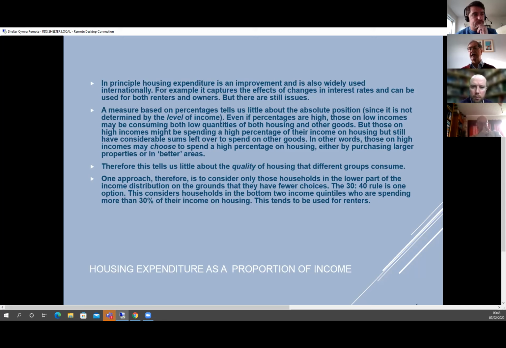Nevertheless, despite those caveats, I think there are some benefits from this approach for renters. Not least, and I think this is a very important point, it's looking at the distribution of outcomes across households rather than simply looking at averages, which is basically what price to earnings ratios do, for example.